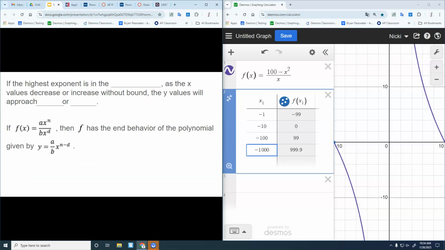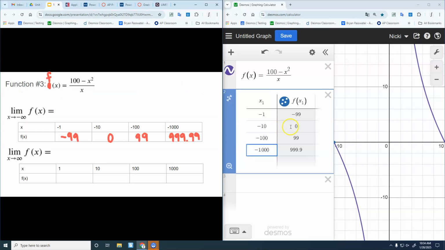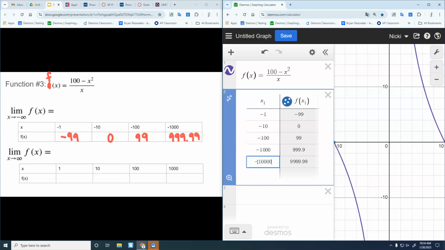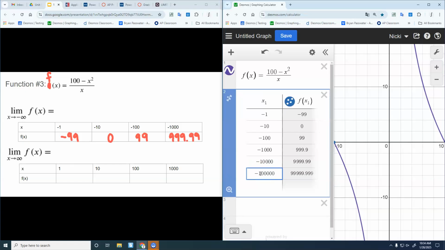And if you're not sure, you could just keep going. Negative 10,000. It's definitely just going up a bunch, right? So on the left side this approaches positive infinity. On the right side, we would need positive numbers.